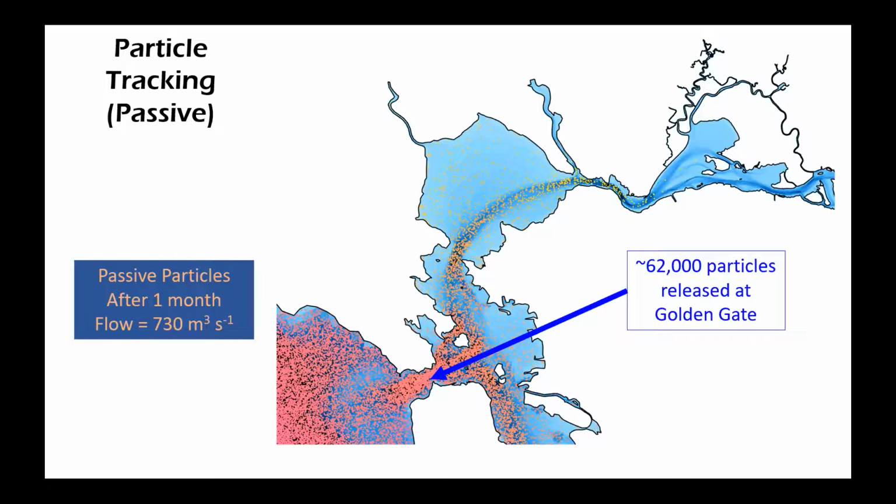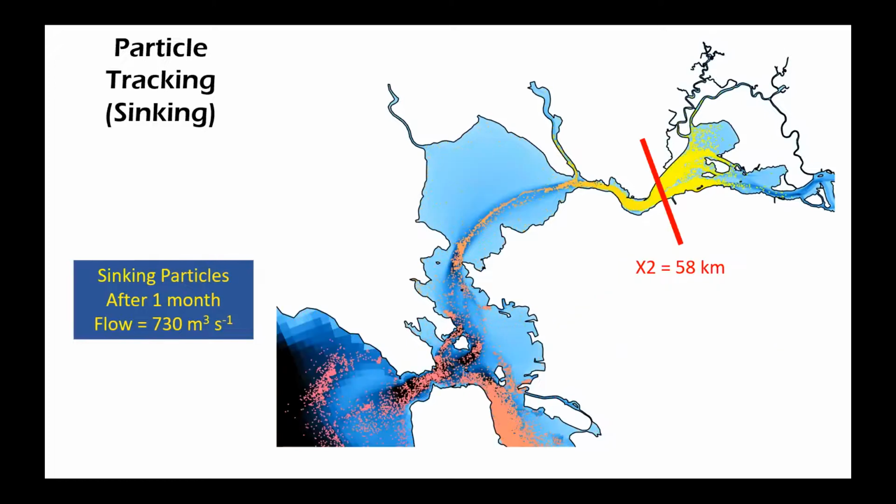So what do you have to do to get them back up into the upper estuary? Well, give them behavior. These are sinking particles. All they do is sink at 1 millimeter per second, 2 millimeters per second. So they move back up into the estuary, and they end up mostly around here at 1 month. And that's kind of where we see them. That's where we see the larvae.